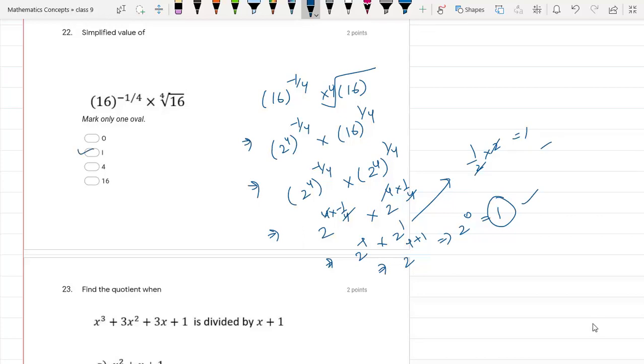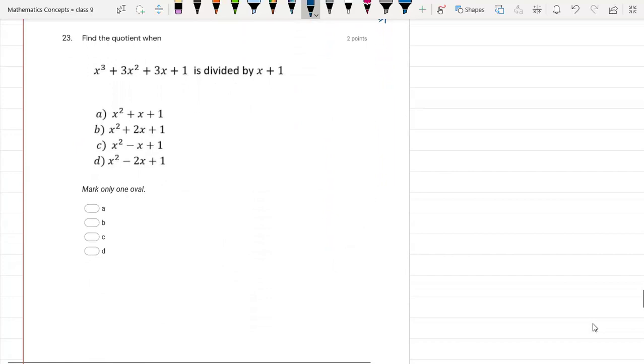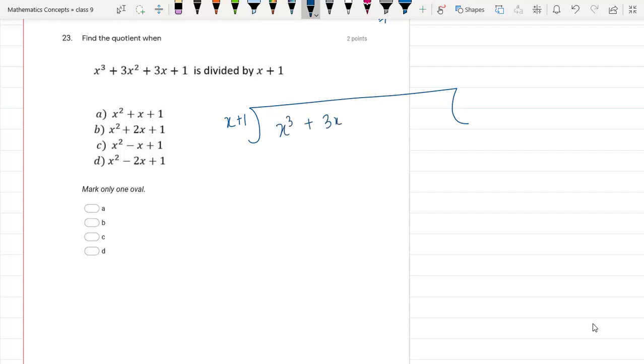Question number 23. x cube plus 3x square plus 3x plus 1 is divided by x plus 1. So what is the question? Let's divide it. Very simple. x cube plus 3x square plus 3x plus 1. We all know our motive is always to demolish or remove the maximum power term. So we have to multiply something in x to get x cube. Simple, we multiply with x square. So we get x cube.